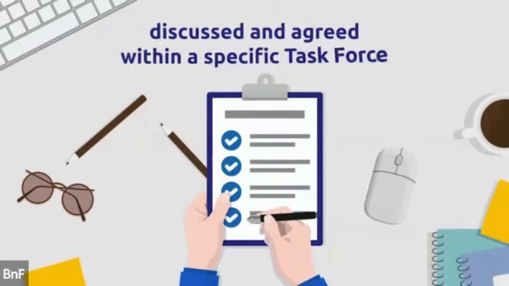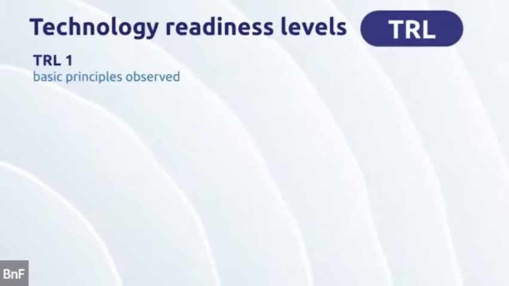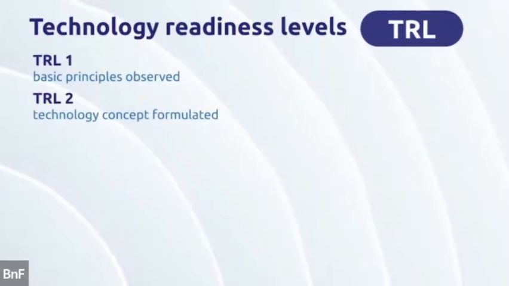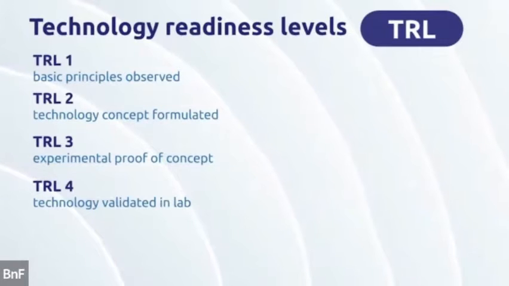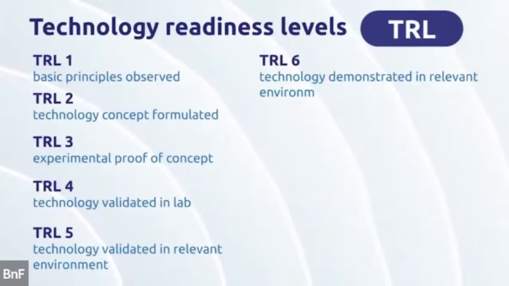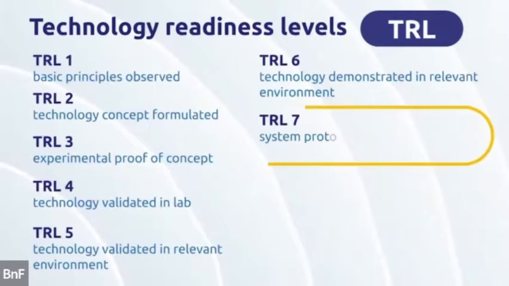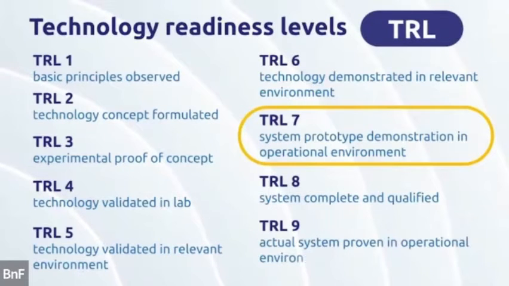The evolution of the ROPs is discussed and agreed within a specific task force set up by the EOSC Association, where the main stakeholders, including research communities, are represented. Inclusion criteria contain various technical requirements. As an example, a prototype of a service must be demonstrated in an operational environment, which means that the technology readiness level, TRL, should be at least 7. The fulfillment of these technical requirements ensures the quality of resources.